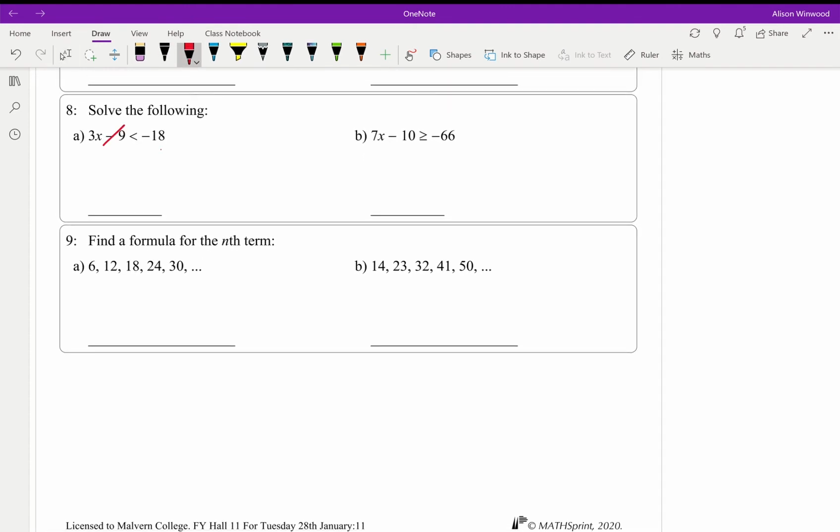Inverse of subtract is add. Then divide. Make sure your final answer has the inequality sign.